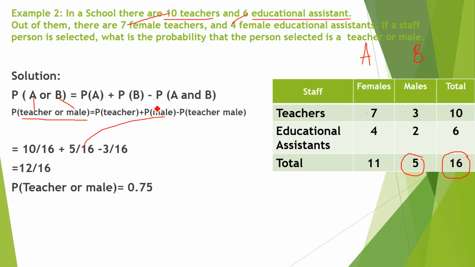Now the question is, what is the duplication here? What do you have to subtract? See here, these are 10 teachers. Out of these 10 teachers, there are 3 male. And we have also counted 3 male here, 3 teachers and 2 assistants. So 3 male teachers are already here, and we have also added them here. So we have to subtract minus 3 over 16. Simplify it, you will get 0.75.